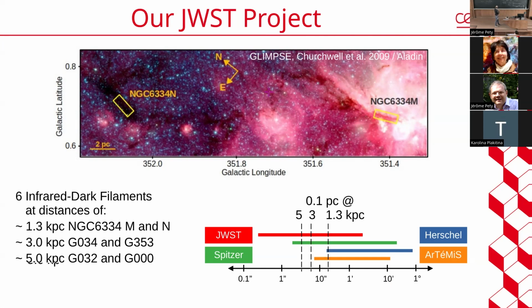We then also included some more filaments at different distances because we wanted to see what changes with physical resolution. And you see, if we then use James Webb, and actually this image here is from the Spitzer GLIMPSE survey. So now we actually can access this area of resolution.